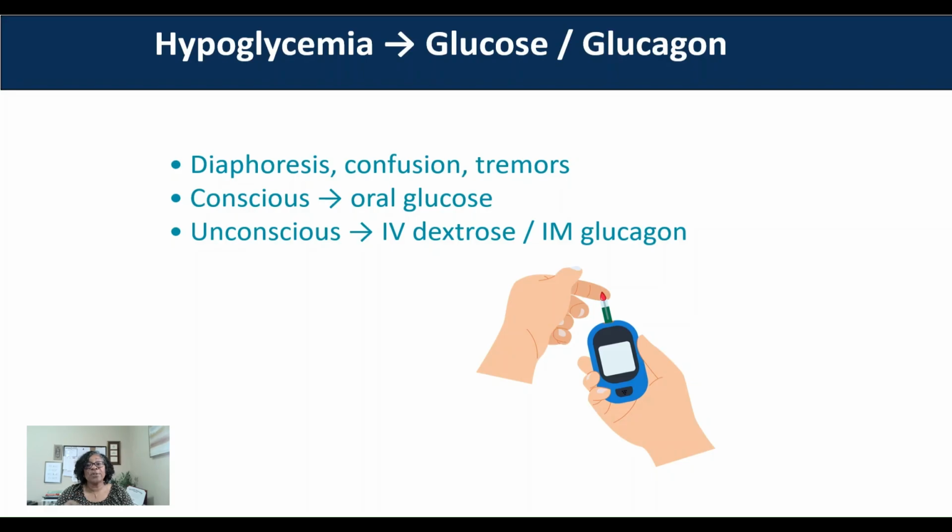So when a person is conscious, you're going to give oral glucose. But if a person is unconscious, you're going to give IV dextrose or IM glucagon, because the NCLEX wants you to treat early and don't wait for a collapse.